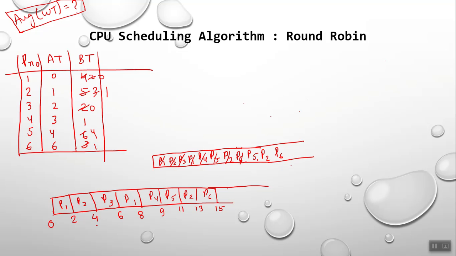And now the time is for P5. P5 is 4, so it will execute this time. So P5 will execute up to 17. It will be 17, right? And P5 will be here now.